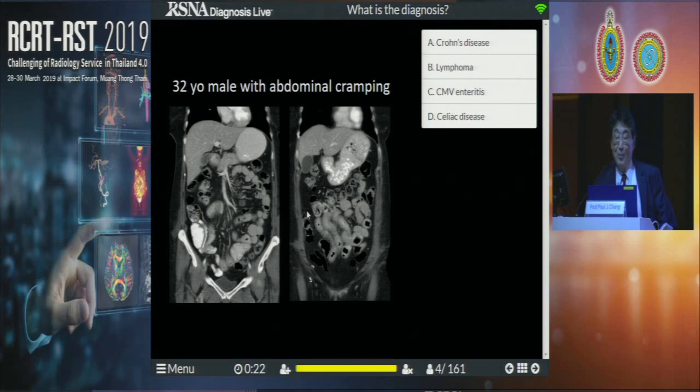32-year-old male with abdominal cramping. What is your diagnosis? And I checked, you do have this disease here. So it's not like sarcoid or something. Yeah.